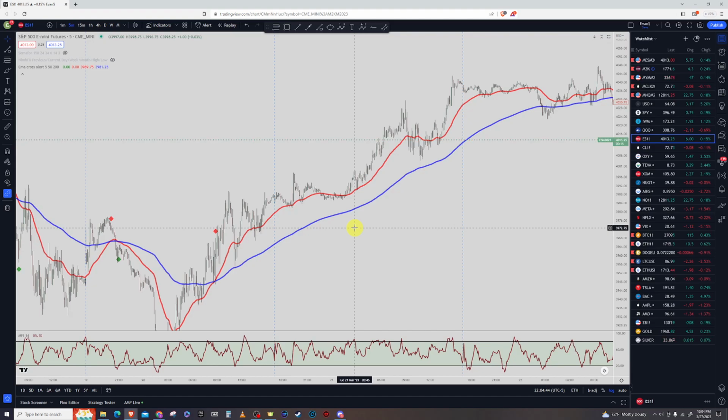Then you just have to see what it's going to do there. Is it going to reverse the other way, or is it just going to break out of the range and continue the next leg higher, or whichever way it's going? I'm losing my voice here. But anyways, that is the golden cross setup with a little extra in there.